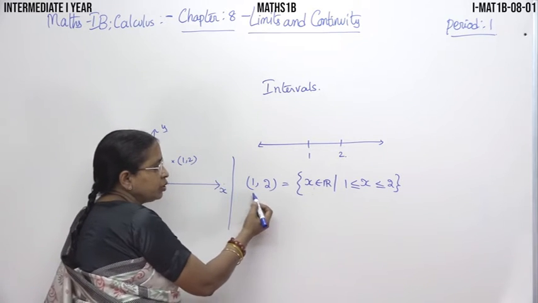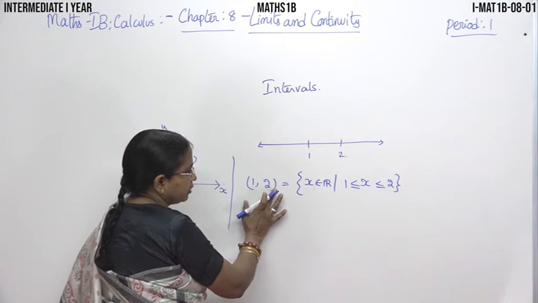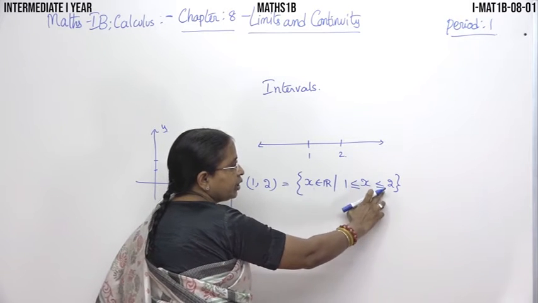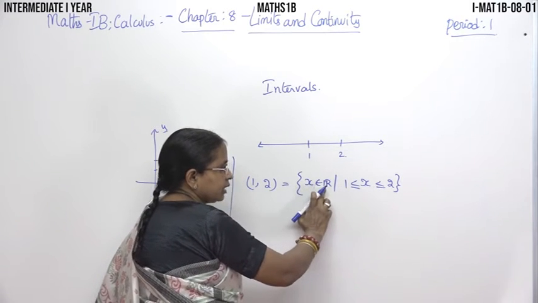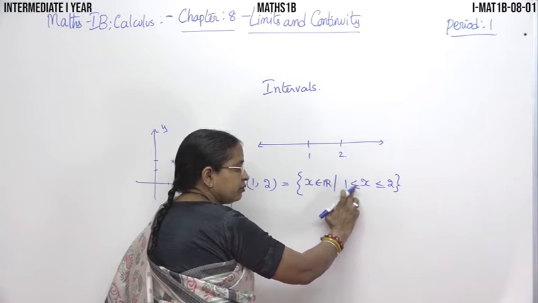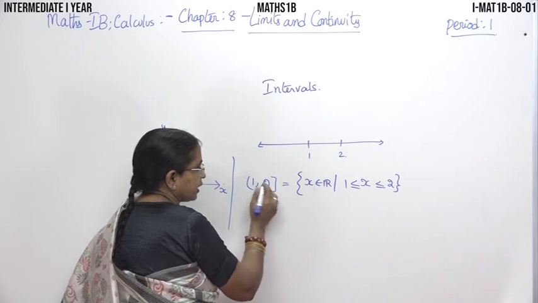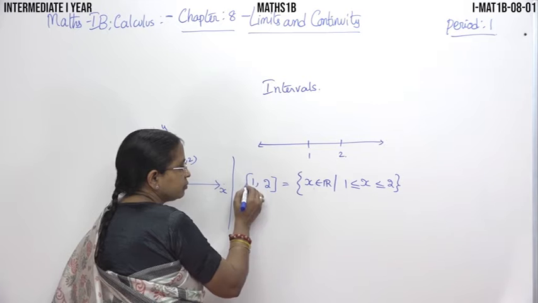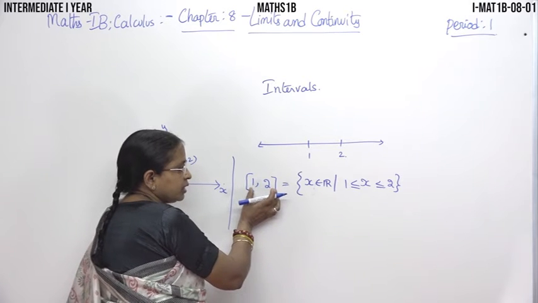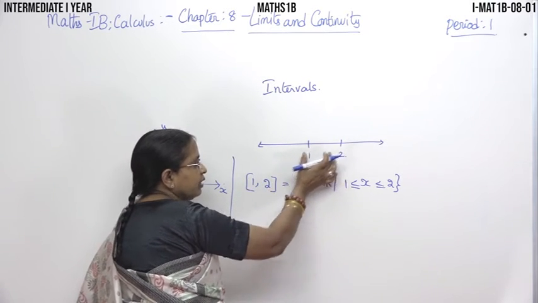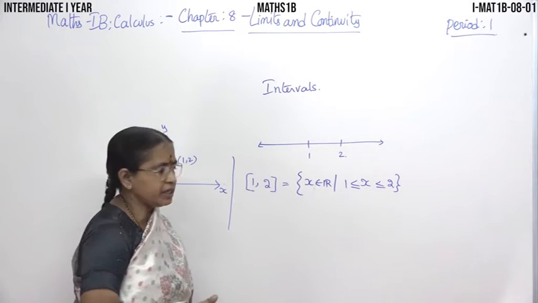Now here, x lies between 1 and 2, or x is a real number and x is equal to 1, x is also equal to 2. In that case, I should write closed brackets. These are called closed brackets. So the closed interval [1, 2] means all real numbers lying between 1 and 2. It is an infinite set.